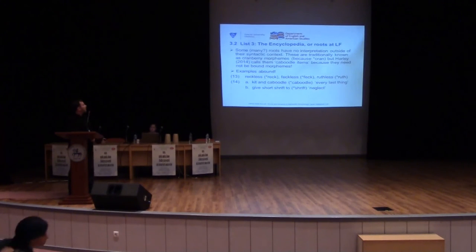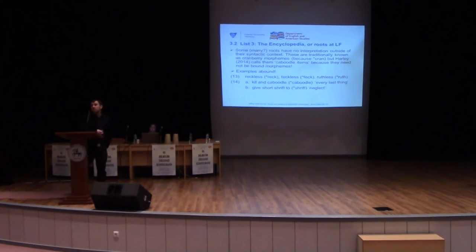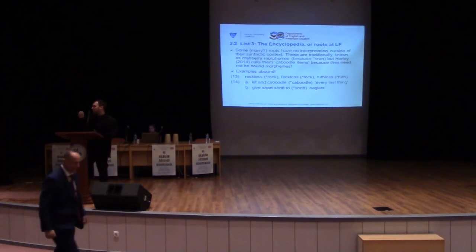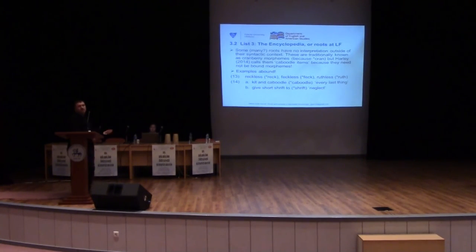But Harley 2014 calls them caboodle items, which I really like. She calls them caboodle items because they don't have to be bound morphemes. They can be free morphemes and the same thing holds. So, kit and caboodle, this is an idiom in English, it means like every little last thing, down to the last little thing. Kit and caboodle. Maybe kit means something. I mean, a kit is like a collection of items in a first aid kit or something like that. It's not totally clear that's what it means in the idiom, but the big point is caboodle means nothing. It means zero. It's meaningless outside of this syntactic context.